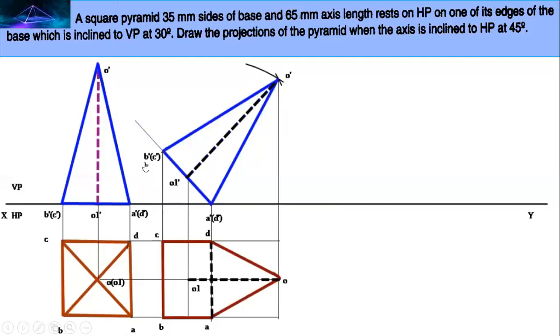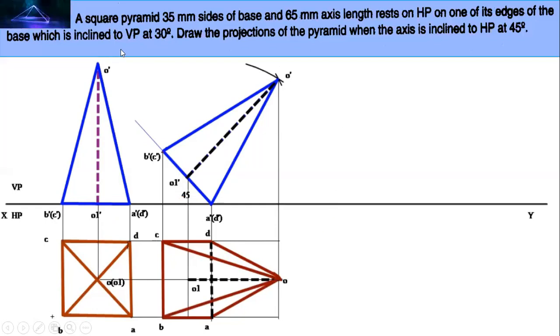You can see B dash and C dash when you are viewing from the top. So C to O and B to O should be visible. So this completes the construction in the second position.